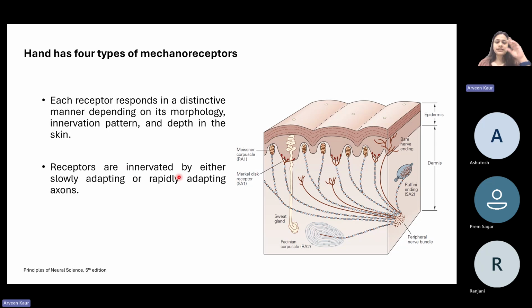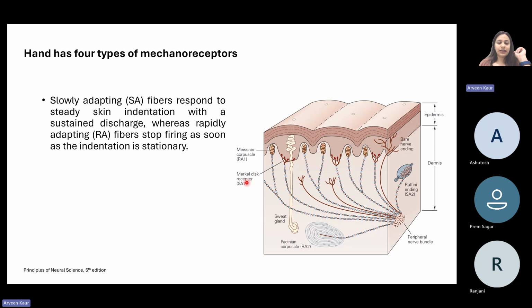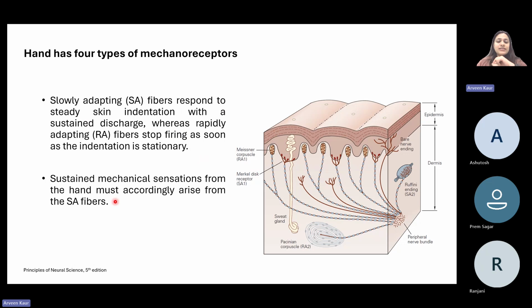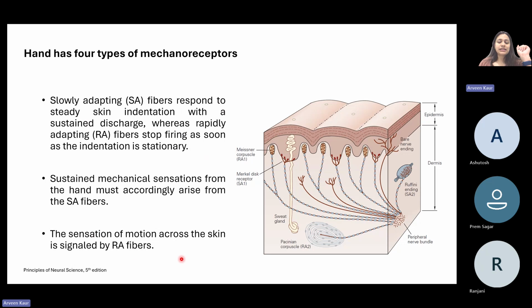These receptors are innervated by either slow adapting or rapidly adapting axons. So slow adapting is SA and rapidly adapting is RA, right? So slow adapting or SA fibers respond to steady skin indentation with the sustained discharge, whereas rapidly adapting RA fibers stop firing as soon as the indentation is stationary, right? So sustained mechanical sensations from the hand must accordingly arise from the SA fiber, and sensation of motion across the skin is signaled by RA fibers, right?